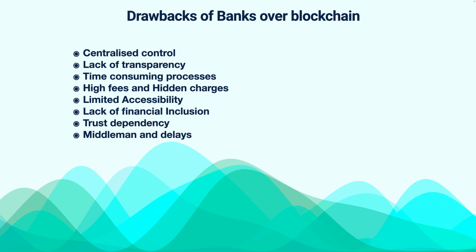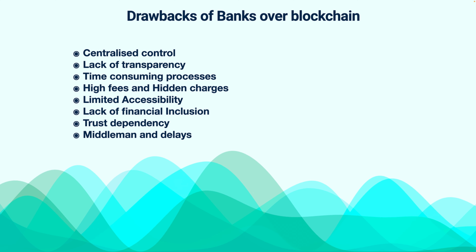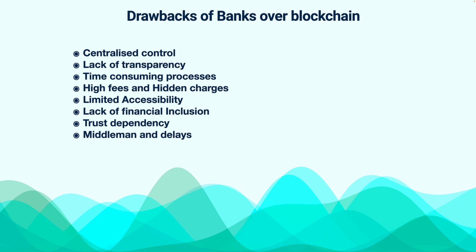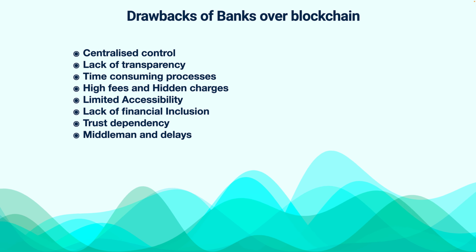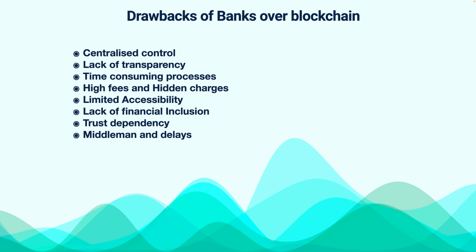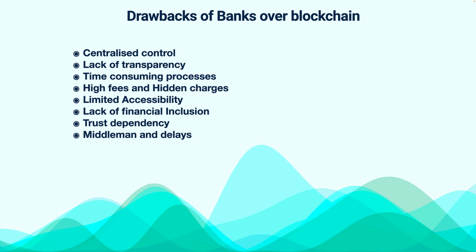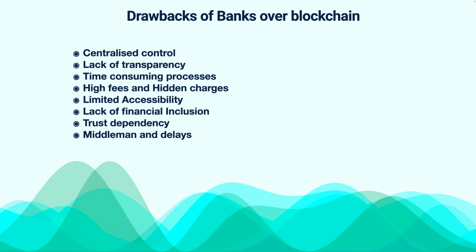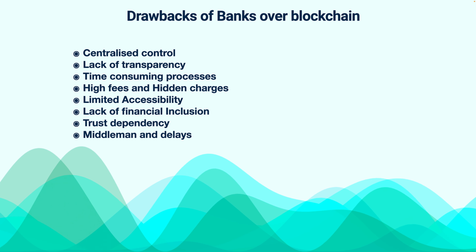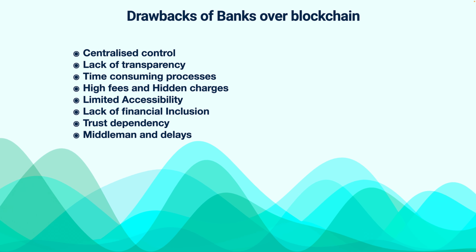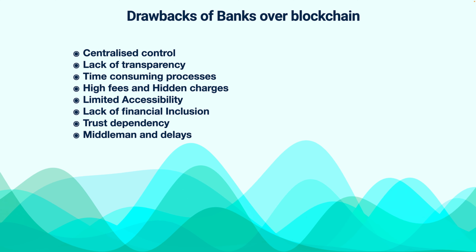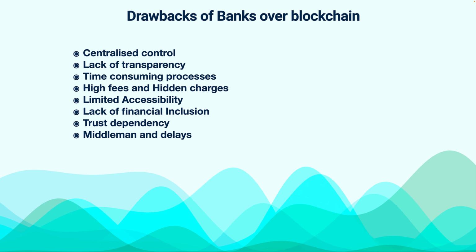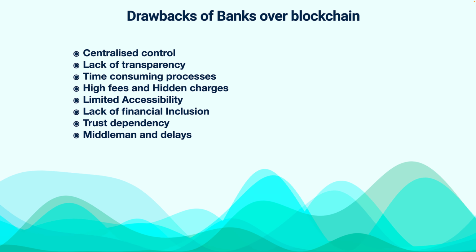Lack of transparency. Why are the interest rates rising on loans and mortgages? These are internal policies the banks have, and they execute them whenever they want. That lack of transparency is harmful for interest paying customers. Time consuming processes. If you have to transfer money from USA to South Africa, it takes a lot of time. It's a time consuming cross border money transaction. High fees and hidden charges. Banks will have high fees and hidden charges, and you will be surprised.